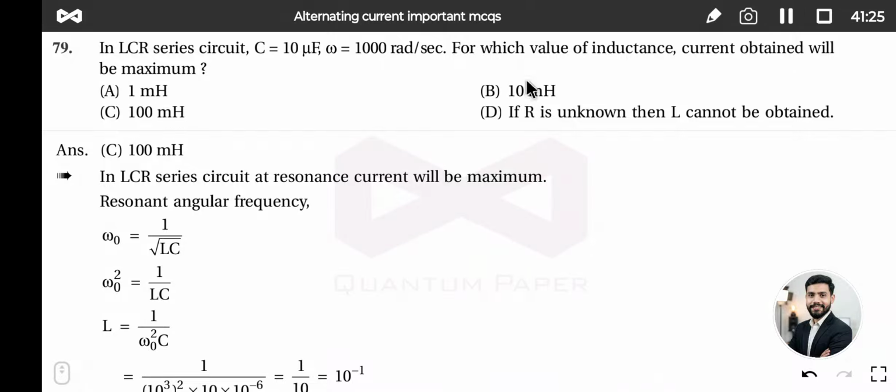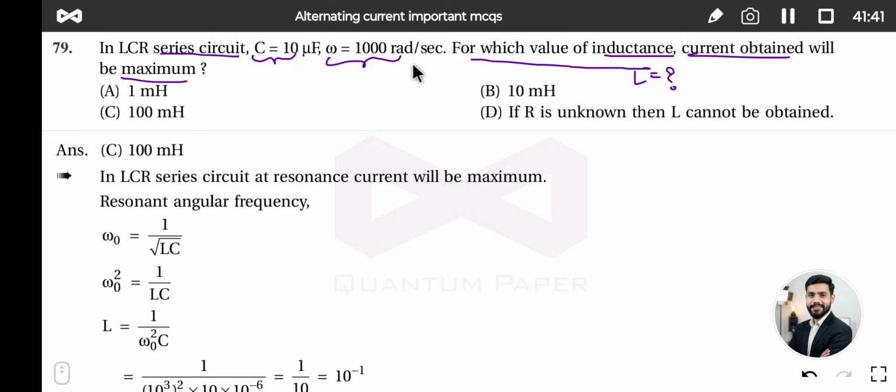Next question, in LCR series circuit, C value is given 10 microfarad, omega is given 1000 radian per second. For which value of inductance, means L, current obtained will be maximum? Okay, so current is maximum, that means we have to apply resonance frequency formula. At that frequency only current is maximum. So formula we have omega is equal to 1 upon square root of LC. So we have to find out this L value.